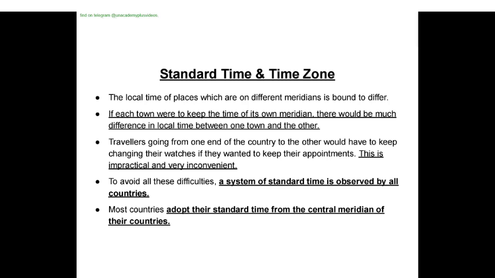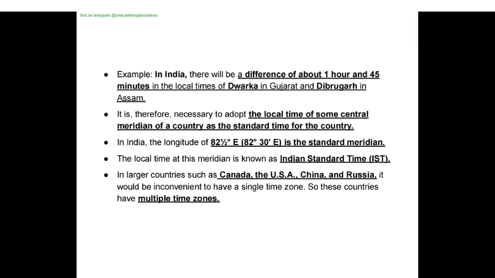To avoid all these difficulties, a system of standard time is observed by all countries. Most countries adopt their standard time from the central meridian of their countries. Example, in India, there will be a difference of about 1 hour and 45 minutes in the local times of Dwarka in Gujarat and Dibrugarh in Assam. It is therefore necessary to adopt the local time of some central meridian of a country as the standard time for the country. In India, the longitude of 82.5 degrees east is the standard meridian. The local time at this meridian is known as Indian Standard Time.